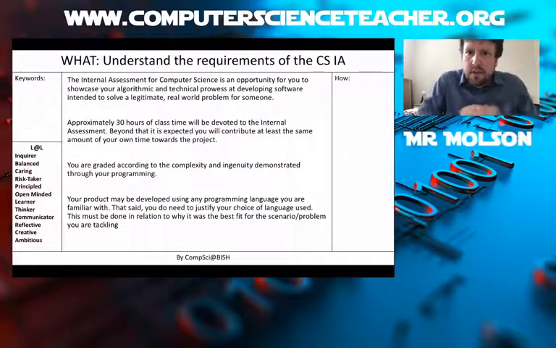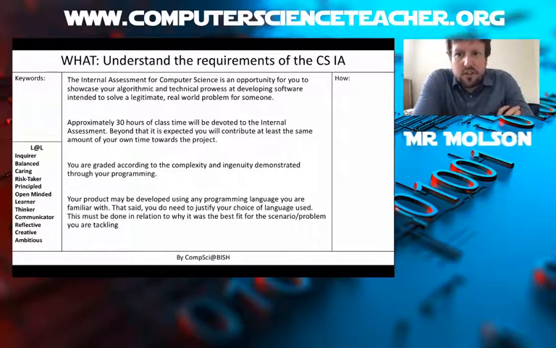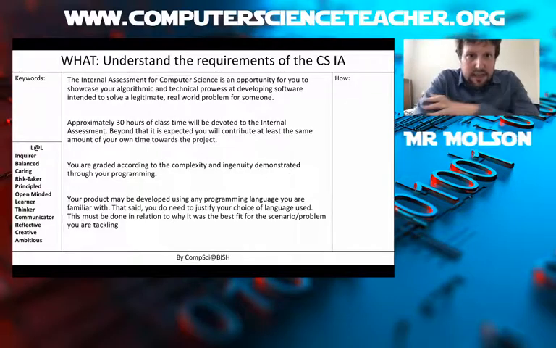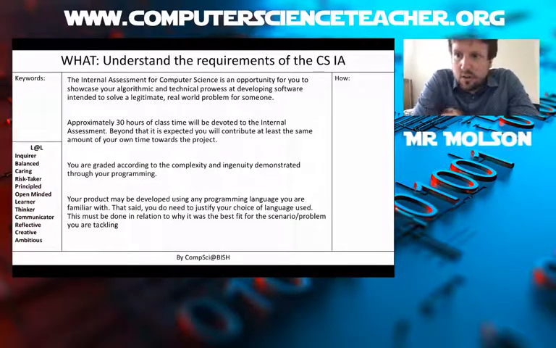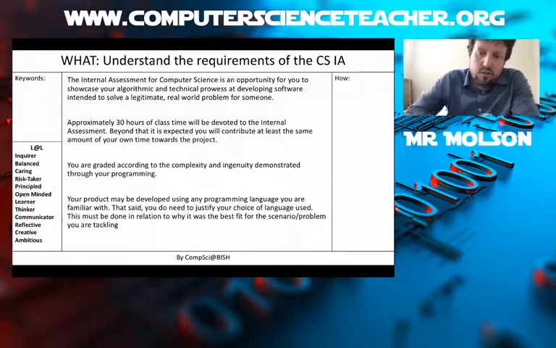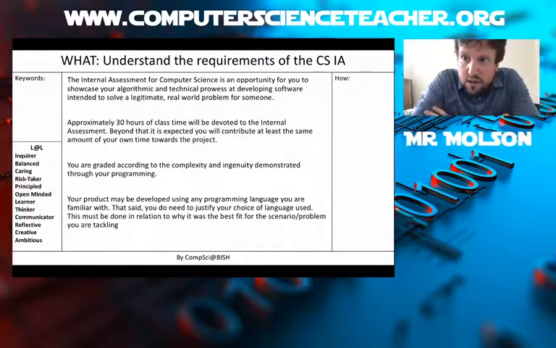Basically, this is your opportunity to showcase your algorithmic and technical prowess. You really want to use this as an opportunity to show off how good you are at programming and how good you are at designing programs. You will be asked to analyze algorithms in the exam, and you'll be asked to maybe write a little bit of Java code in the exam in paper two, but this is your real opportunity to show the examiner what you are capable of.